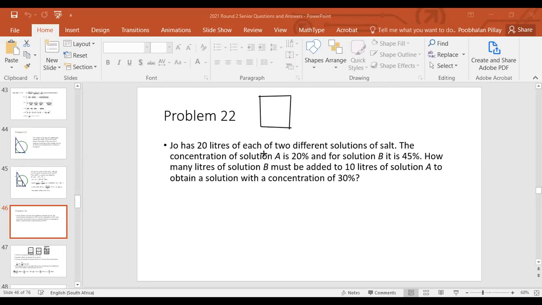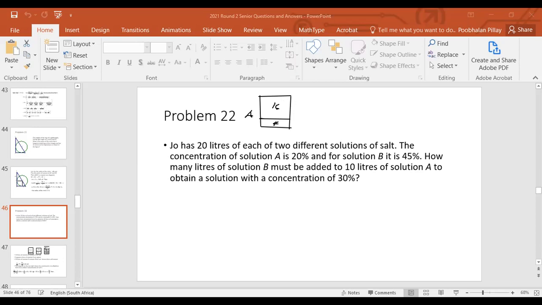In container A, which has 20 liters, 20% is salt. Now 20% of 20 liters is 4. So let me separate the salt from the water: you've got 4 liters of salt and 16 liters of water, because you've got 20 liters altogether. That's your container A, which has 20% salt in it.